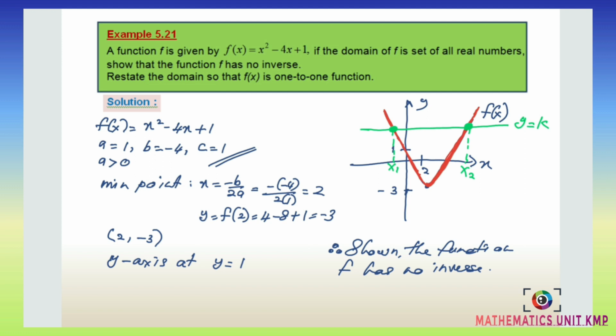Next, how to restate the domain so that f is a one-to-one function. To restate the domain, we refer to the symmetrical line. Draw one symmetrical line, x equals 2. Therefore, to make f(x) a one-to-one function, f(x) equals x squared minus 4x plus 1 and x is greater than or equal to 2.